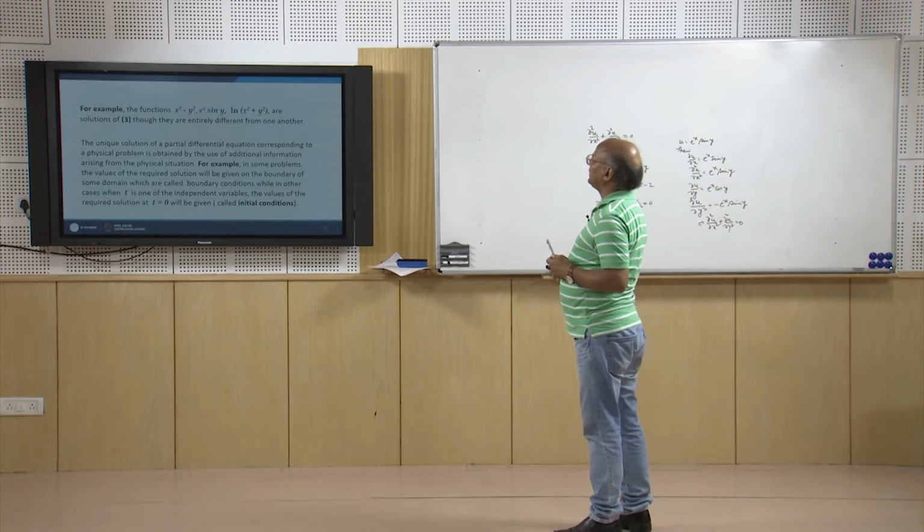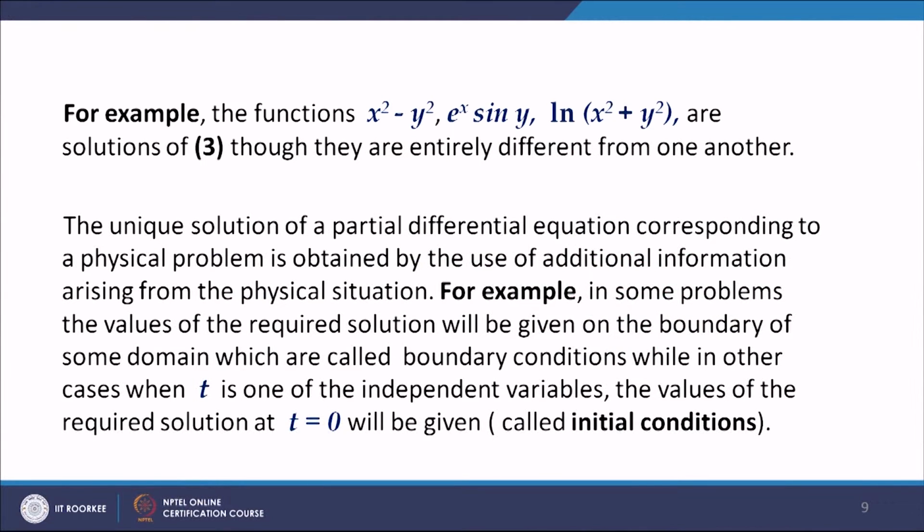Similarly, you can verify that u equal to ln(x square plus y square) also satisfies the Laplace equation. These solutions are entirely different in the sense that one is a polynomial in x and y, while another involves exponential and trigonometric functions, and this one involves a logarithmic function. So, they are entirely different from one another. So, we have a large number of entirely different solutions of this differential equation.